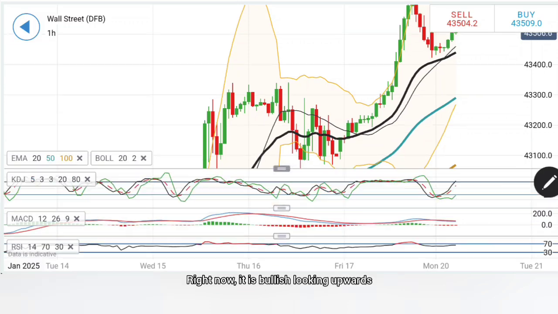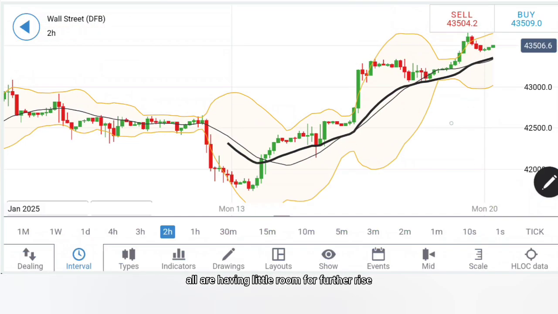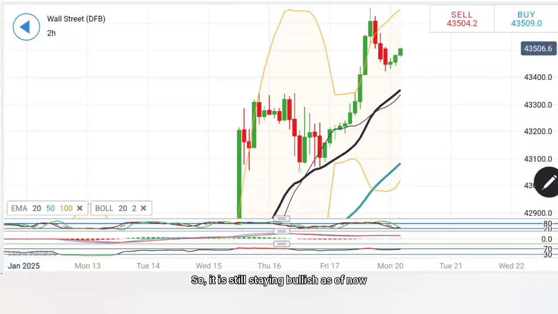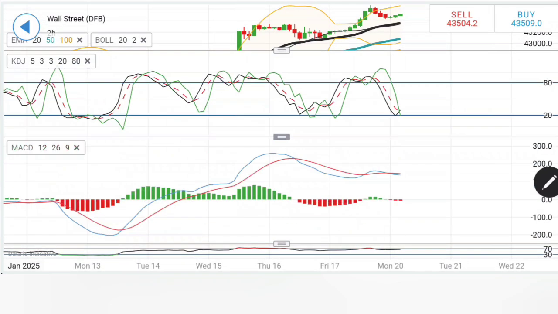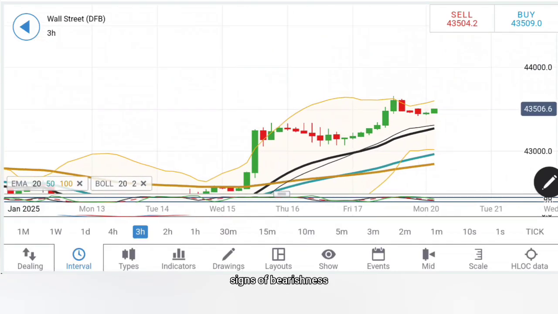Right now it is bullish, looking upwards. Stochastic, MACD, RSI all are having little room for further rise. Look at the 2-hour chart. Similar observation, a reversal sign is seen, and now second bullish candle, and it is still looking upwards, so it is still staying bullish as of now. Stochastic at bottom here, while the MACD and RSI is showing slight signs of bearishness.